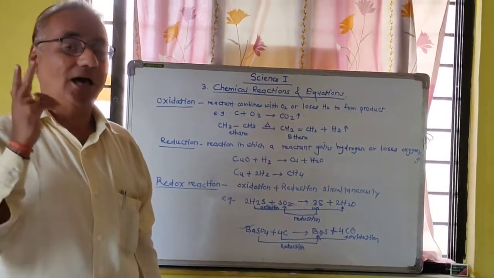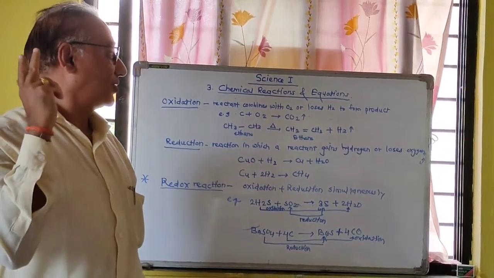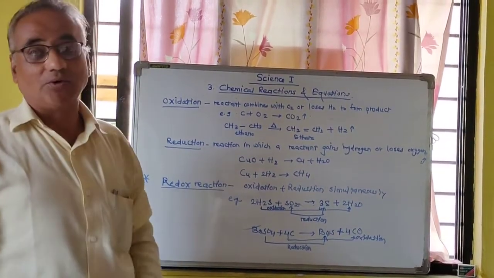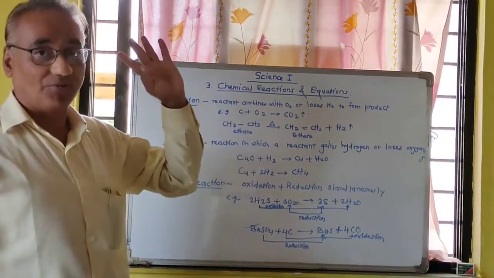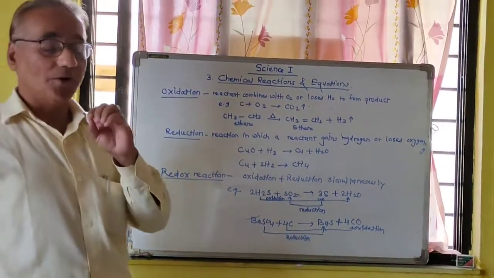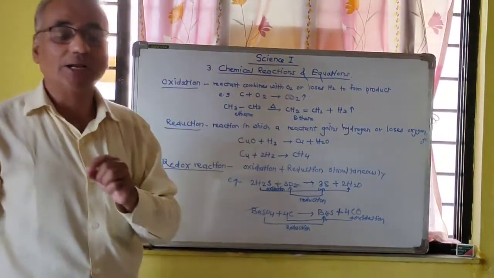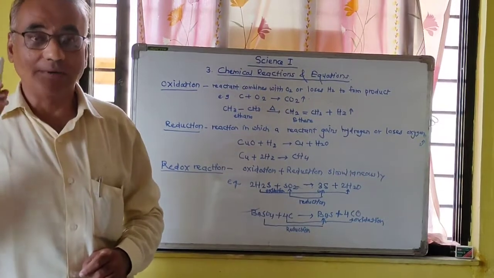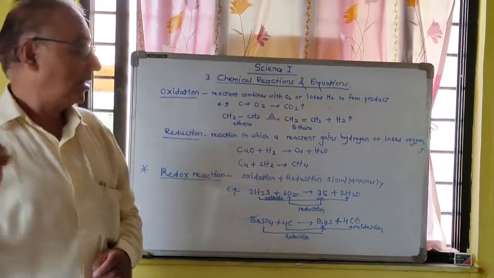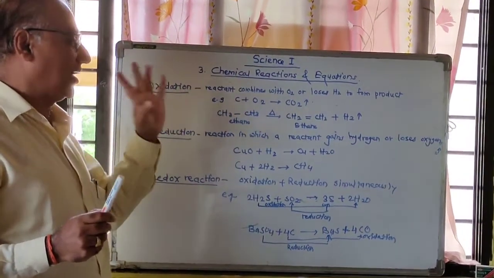Now in the last two lectures we studied the chapter number 3, Chemical Reactions and Equations, from Science Part 1. Now in this lecture we are going to see the concept of oxidation, reduction and a very important concept, that is redox reaction. Now let us try to understand what is meant by oxidation reaction.